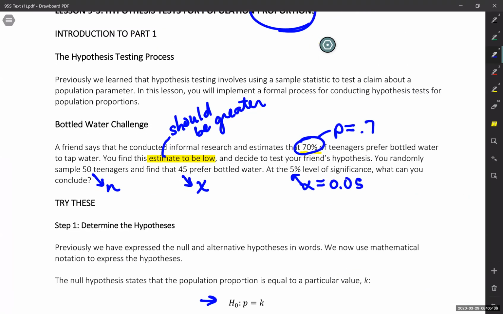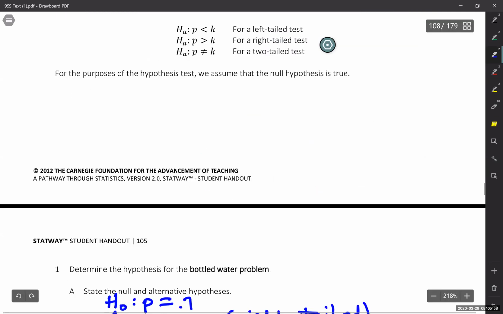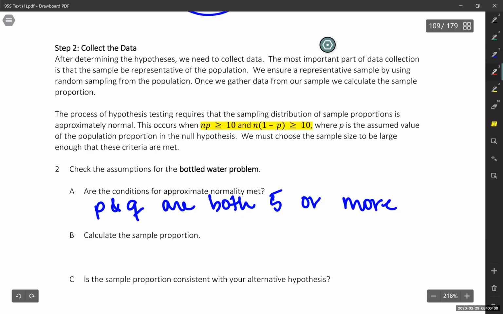I guess P and Q, that's actually the wrong thing to use. I should say successes and failures because I didn't actually calculate P or Q. But successes was 45. So we have 45 successes and there's 50 altogether. So that means I have 5 failures. So 45 successes, 5 failures. That's what I meant over here. So instead of P and Q, I should probably say success and failure. Wow, my spelling is off this morning. Success and failure are both 5 or more.